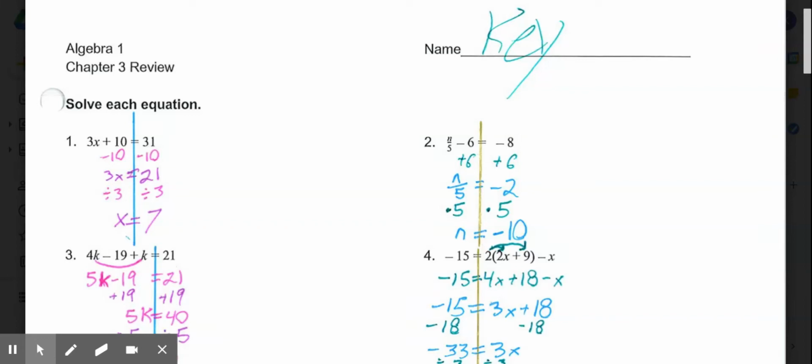Welcome to the explanation of the Chapter 3 Test Review Answer Key. As we go through these problems, you're going to want to make sure that you follow along with your attempt at the review, correct any problems that you had incorrect along with showing the work, and then you can use your copy of the review as a resource on the upcoming chapter test. So we'll begin with looking at numbers 1 and 2.